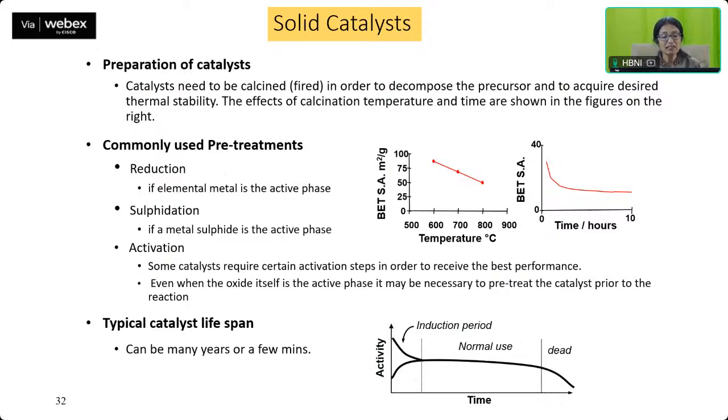So what is a typical catalyst lifespan? It can be many years or it can be a few minutes. If you see the activity versus time, normally it looks like this. You have an induction period, then you have a normal use period, and then of course the activity falls down and it becomes a dead catalyst.